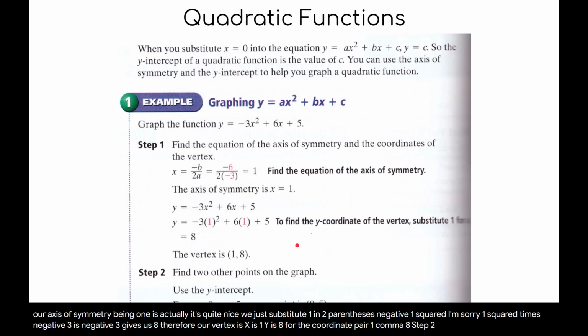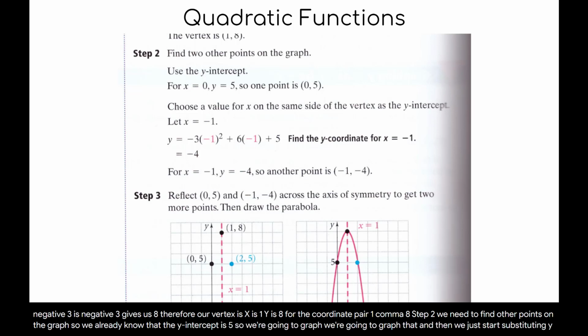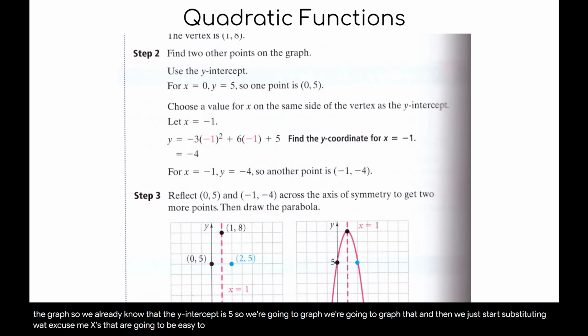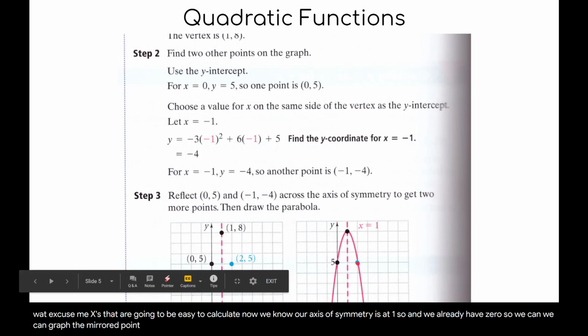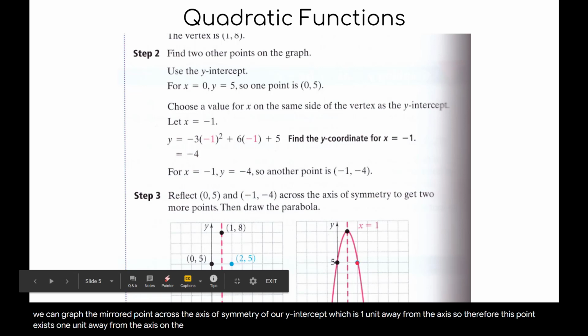Step 2, we need to find other points on the graph. So we already know that the y-intercept is 5, so we're going to graph that. And then we just start substituting x's that are going to be easy to calculate. Now, we know our axis of symmetry is at 1, and we already have 0, so we can graph the mirrored point across the axis of symmetry of our y-intercept, which is 1 unit away from the axis. So therefore, this point exists 1 unit away from the axis on the other side.